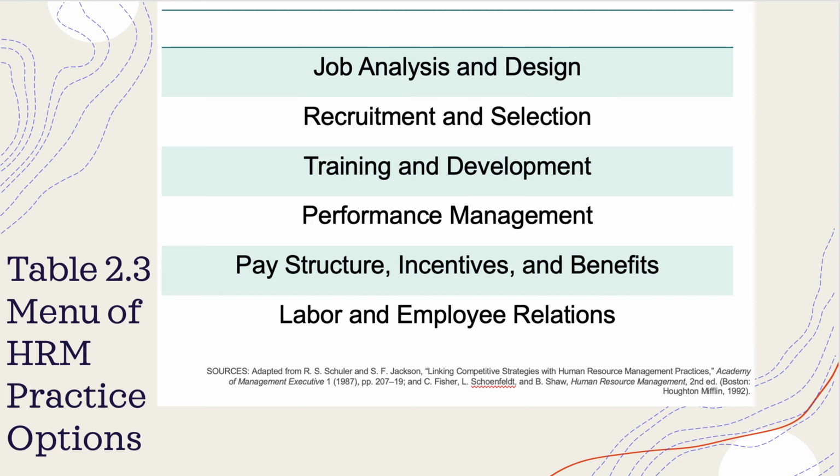Now, the HRM function can be thought of as having six menus of HRM practices, from which companies can choose the ones most appropriate for implementing their strategy. And each of these menus refers to a particular function. There's a functional area of HRM: job analysis and design, recruitment and selection, training and development, performance management, pay structure, incentives, and benefits. And then we have labor and employee relations.